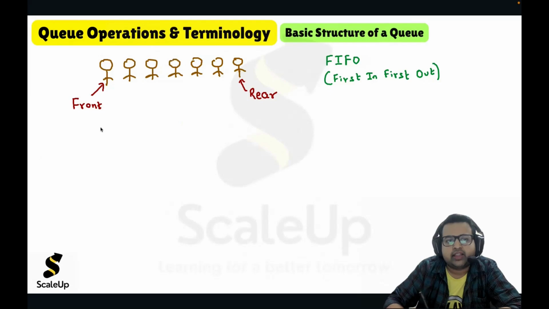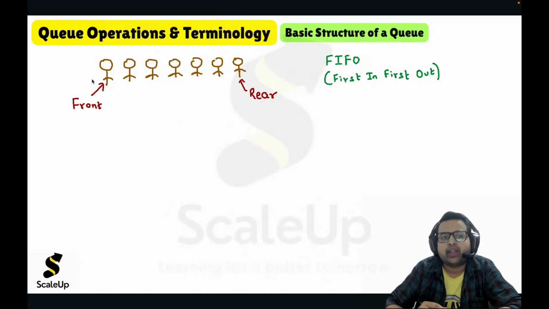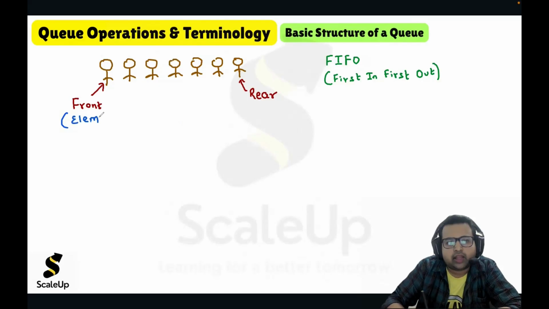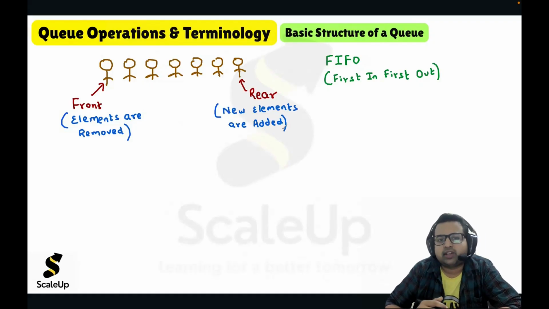So definitely we can say that at the front, elements will always be removed, because whenever I have to remove an element or an object from a queue, where will I be removing from? From the front. Elements are removed from the front. Similarly, at the rear, new elements are always added. So this is the basic structure of the queue.